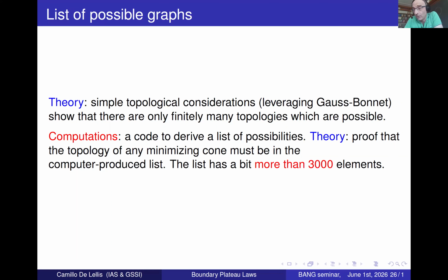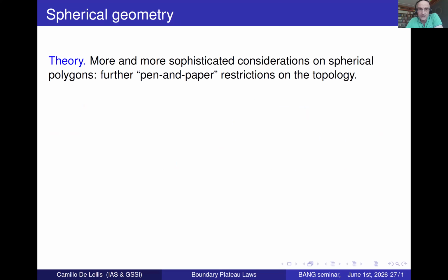Now, the list that the computer produces is pretty big. It's around 3,000 elements. Of course, many of them are not going to be realizable. There must be geometric reasons which are deeper than just Gauss-Bonnet. So we started having more and more sophisticated considerations on spherical polygons, or on spherical geometry, with pen and paper to give conditions which would exclude some of these topologies.